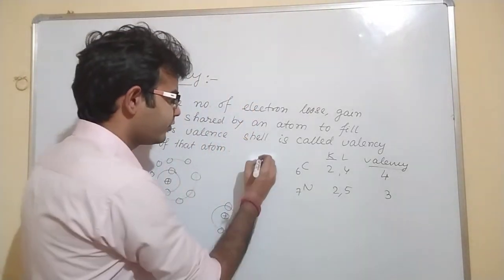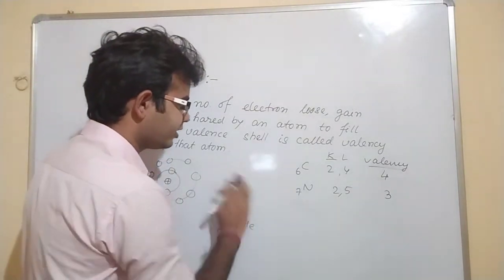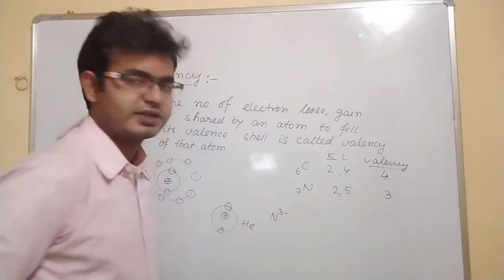And which type of ion will be formed by nitrogen? That is N3 minus. Okay, I am writing it here. That is N3 minus. Right?